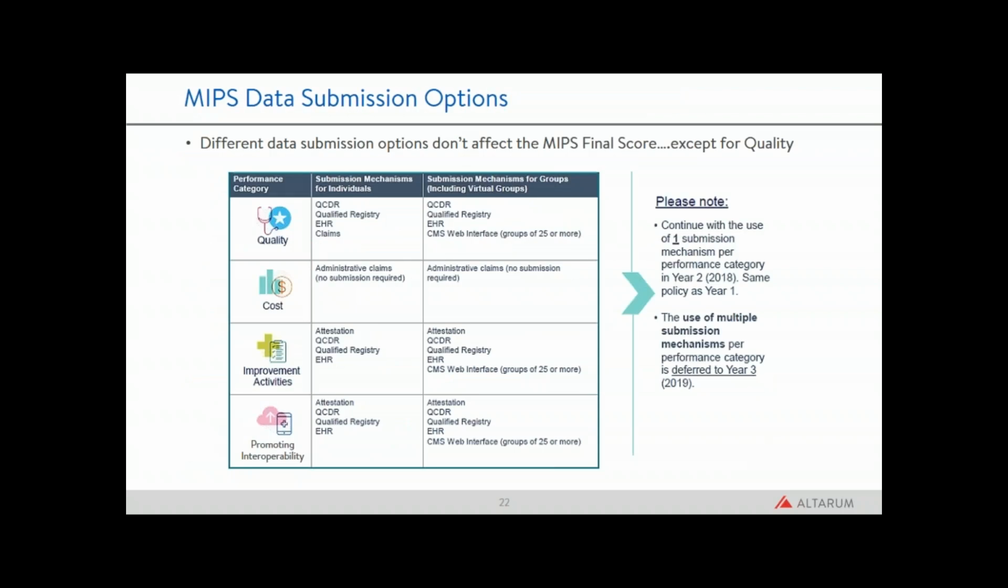Important considerations. So first and foremost, we want to look at those data submission options. You can see there's a lot of different ways to get your data to CMS. There's some differences between whether you are submitting as an individual or as a group. For the most part, for 3 out of the 4 categories, it doesn't matter how that data is getting to CMS. The score that you get is the score. It doesn't matter, except for quality. It makes a huge difference on how you're getting that data to CMS.